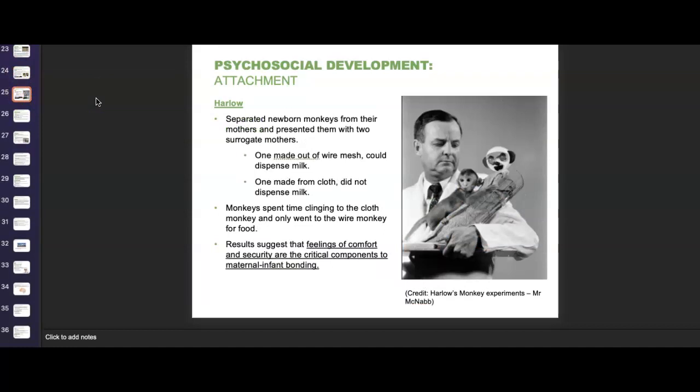Harlow's study separated newborn monkeys from their mothers and presented them with 2 surrogate mothers. One of the surrogate mothers was made of wire mesh but could dispense food. One was made from cloth, so it was a little bit softer to touch, but didn't dispense any food. Monkeys spent time clinging to the cloth monkey and only went to the wire monkey for food. These results suggested that feelings of comfort and security are the critical components to maternal-infant bonding, not that it's a food source.